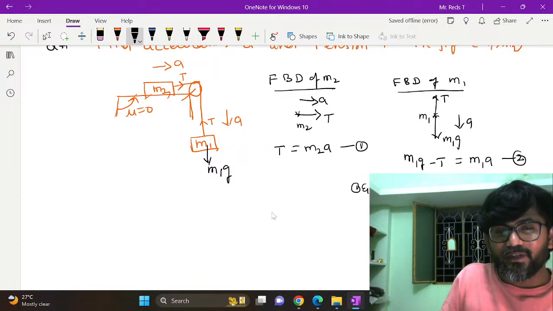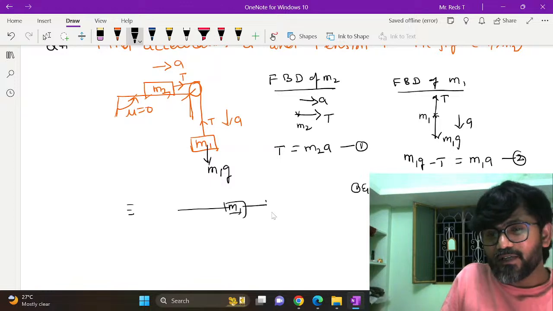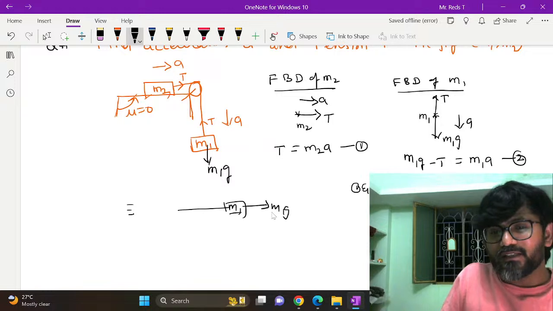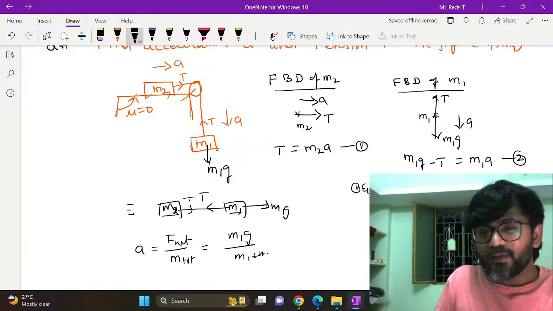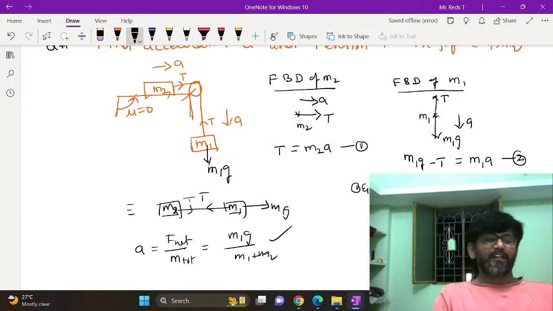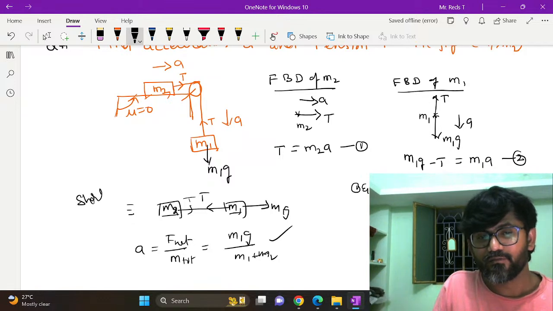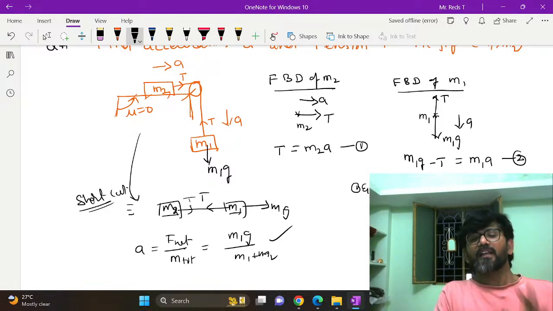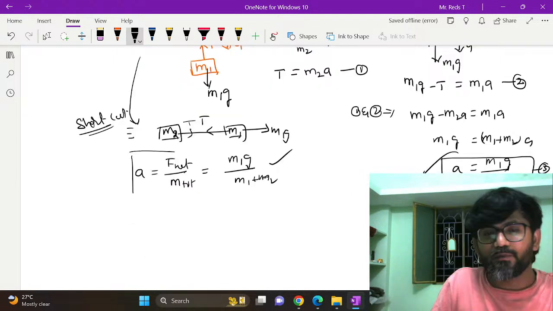This system can be taken as identical to this, a string, M1 here, and this M1G is acting in this direction, tension T is acting in this direction. Net force is M1G, total mass is M1 plus M2, so directly you can get this acceleration from this. This is a shortcut notation, because if you take it as identical to this way, you will get this one. But as per the procedure, just to refer.